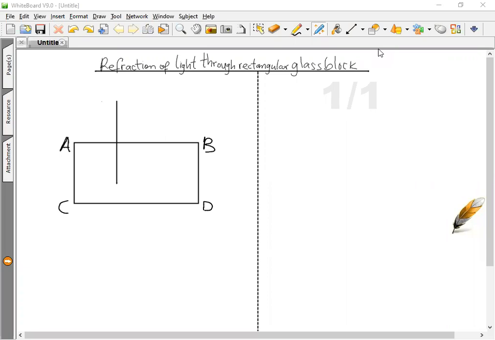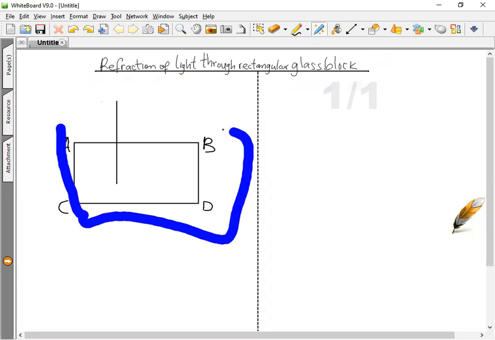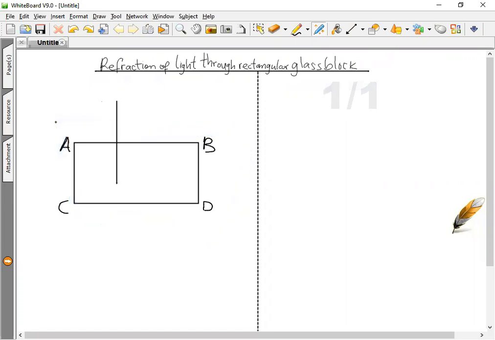Today, we'll be looking into refraction of light through a rectangular block. Now, with what you have on the board, you can see that I already have my rectangular block drawn. This is actually done as a practical. This question always comes with a practical, but I will explain anyway.